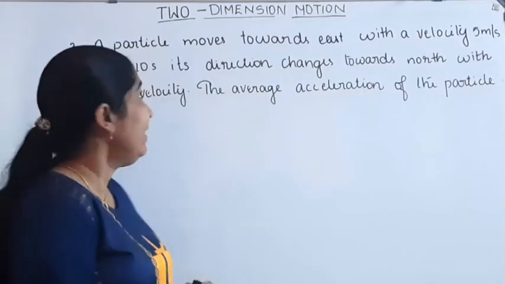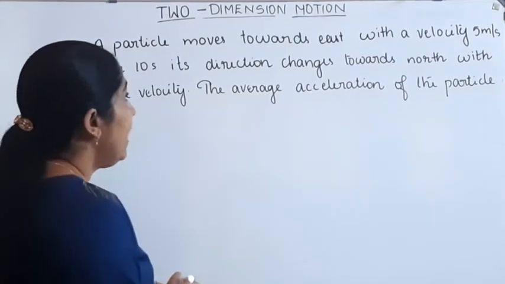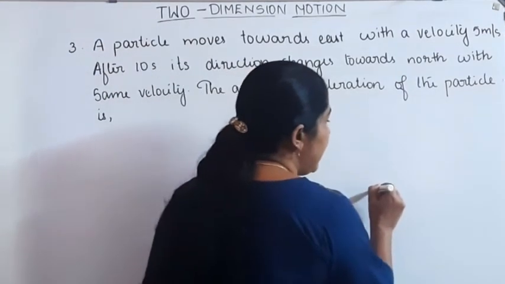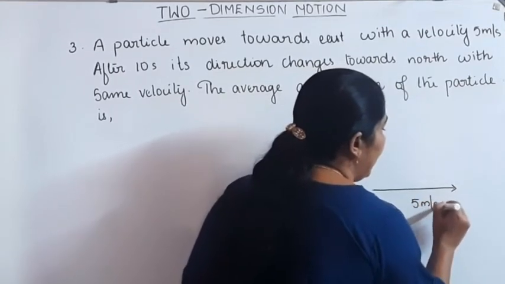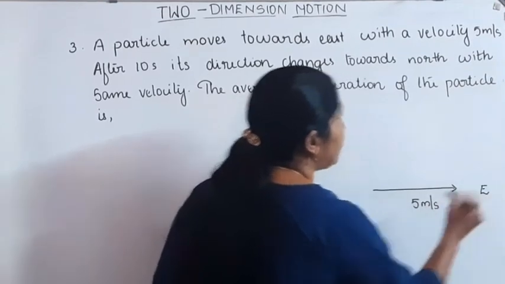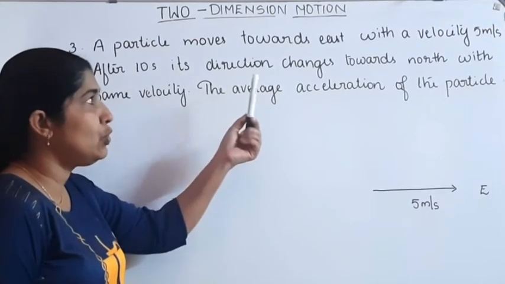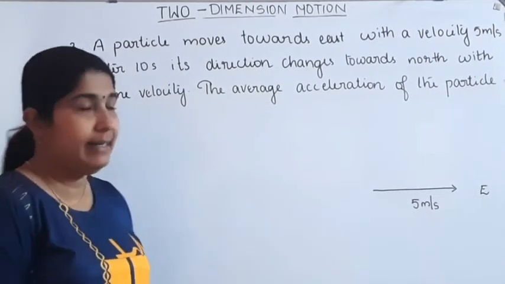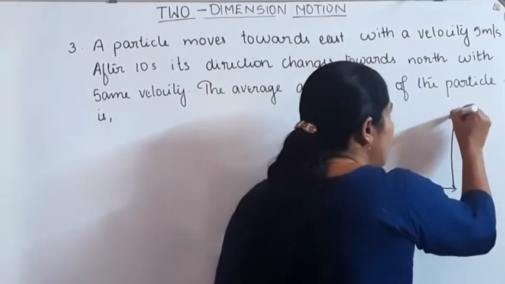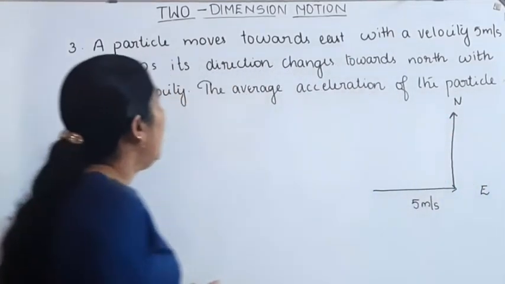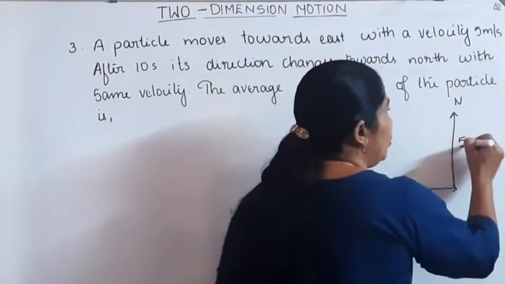Our next question. A particle moves towards east with a velocity of 5 meter per second. After 10 seconds, its direction changes towards north with the same velocity. What about the velocity in this direction? That's also equal to 5 meter per second.